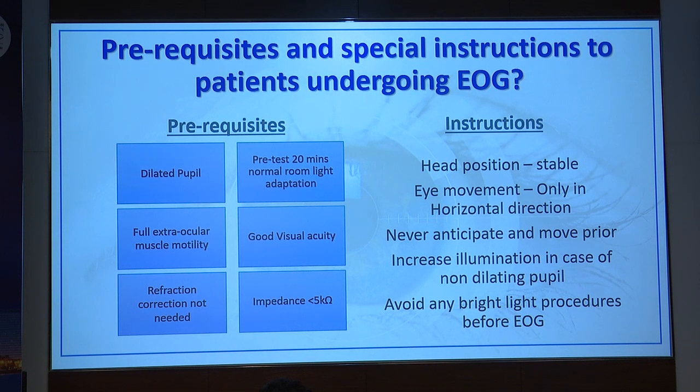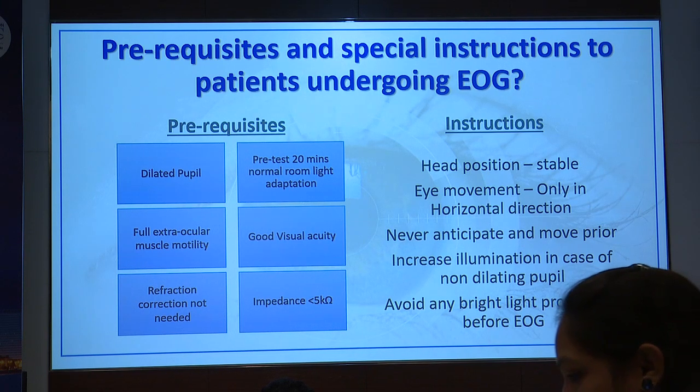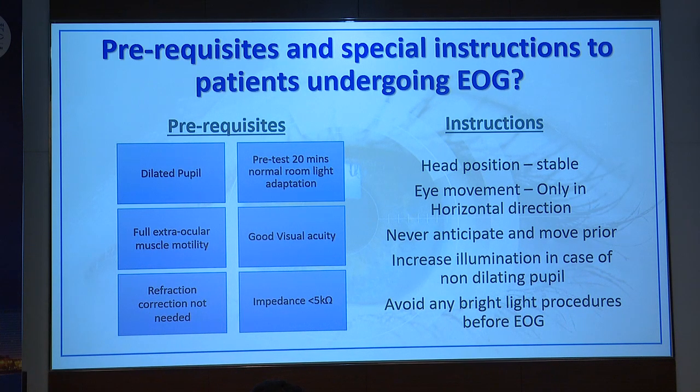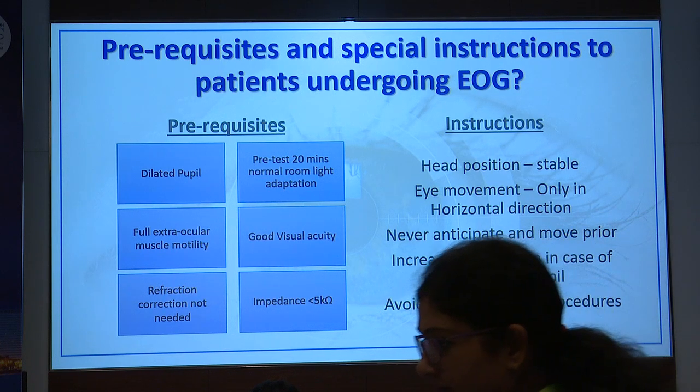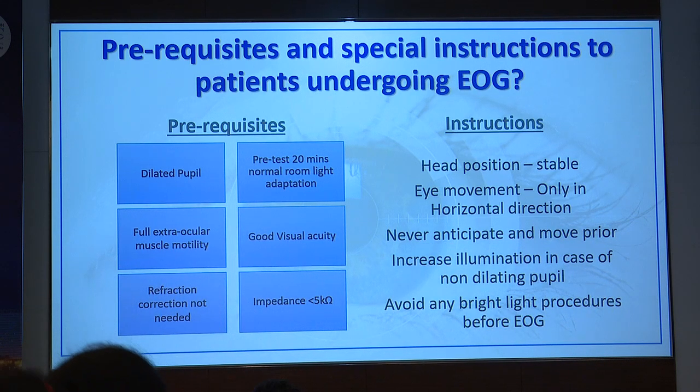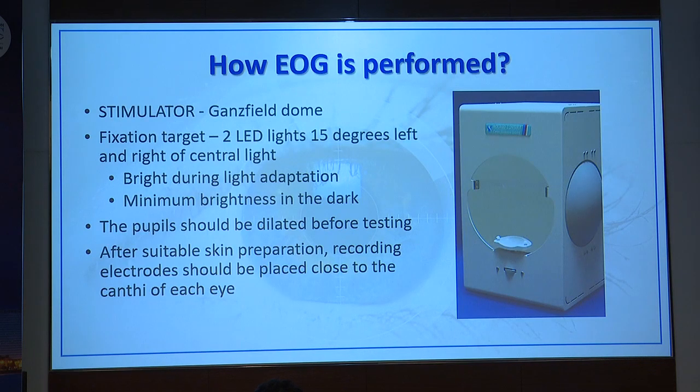What are the prerequisites and instructions? Prerequisites: dilated pupil, pre-test 20 minutes normal room light adaptation, full extraocular muscle motility, good visual acuity, refraction correction not needed, impedance should be less than 5 to 10 ohm. Instruction: head position should be stable, eye movement only in horizontal direction. Never anticipate and move prior. Increase illumination in case of non-dilating pupil, and avoid any bright light procedure like FFA before EOG.